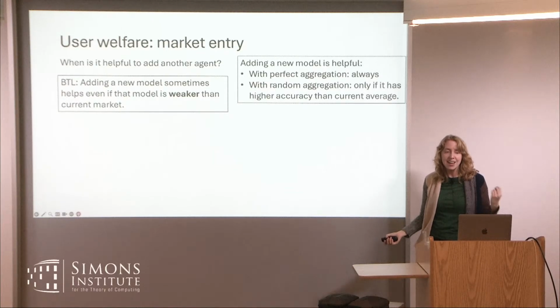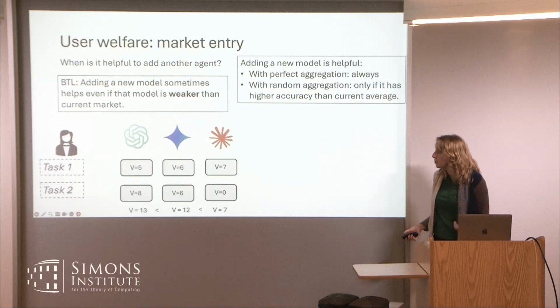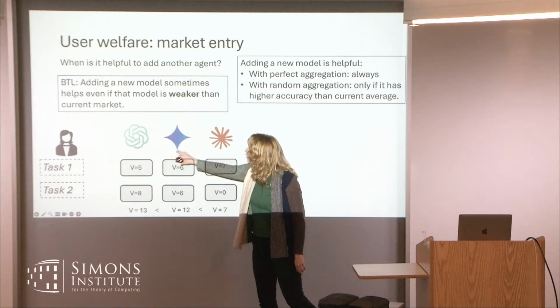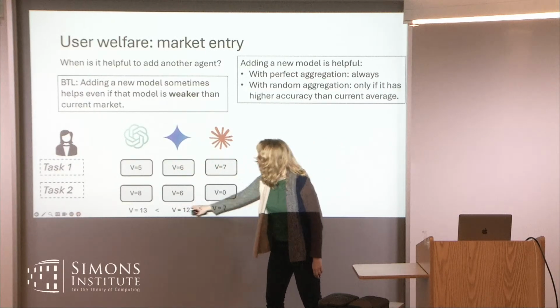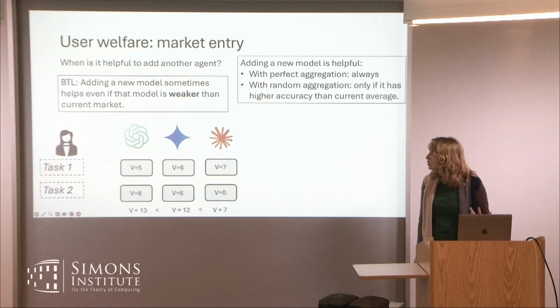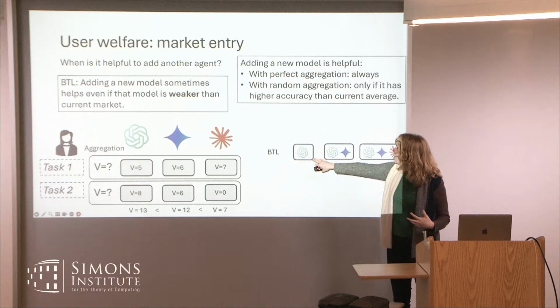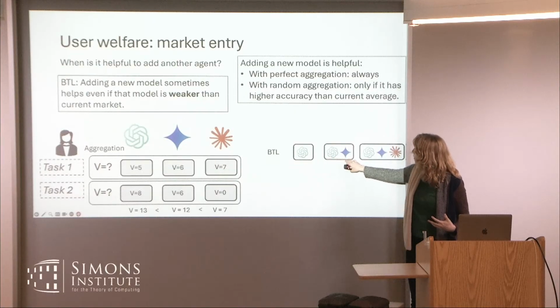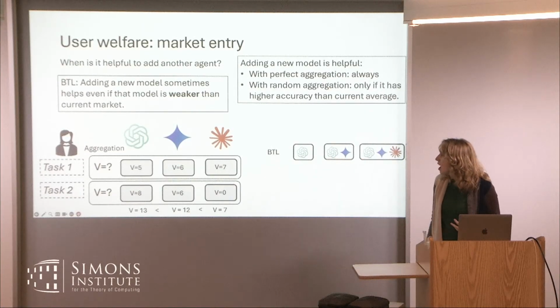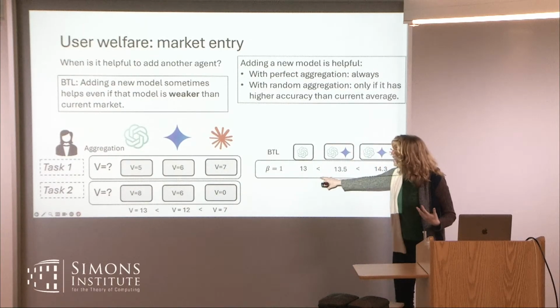We show that adding a new model sometimes helps, even if this new model is weaker than the average marketplace. I'll talk through a specific example. I've created a very simple market with 3 different models. They're decreasing in overall value, or how powerful they are. And we're looking at user utility for different subsets of these models. This is basically the utility for one model by itself, the most powerful model, then the 2 most powerful models, and then finally all of them. And the user utility with beta noise parameter equal to 1, in this case, increases.